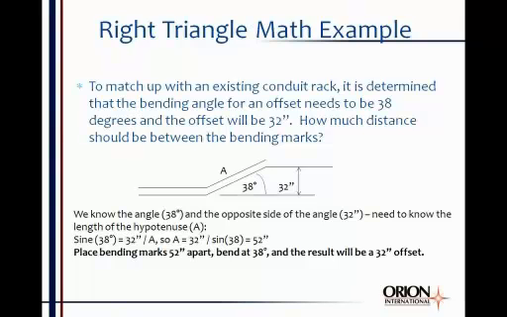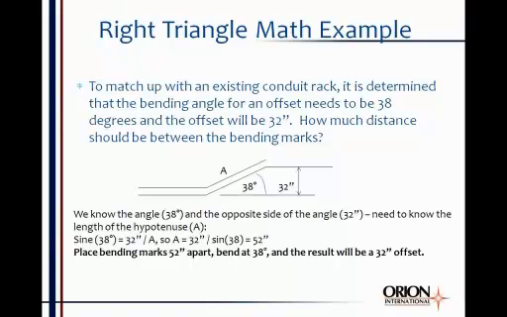Let's work an example of where it may be needed to remember a little bit about trigonometry. It's a real world problem. You're working in a plant, and you need to run a new conduit and match up with an existing conduit rack. There's an offset in that existing conduit rack, and you need to match it. You determine with a protractor that the angle for the offset is 38 degrees. And you take your ruler and measure that the distance of the offset is going to be 32 inches. So you know the angle and you know how much offset you need.